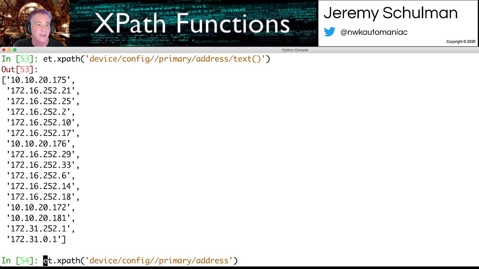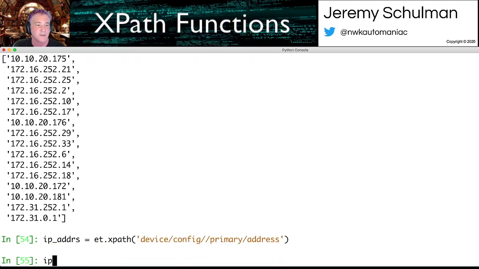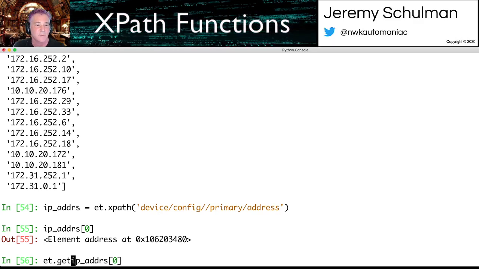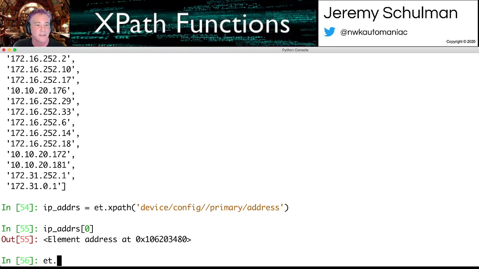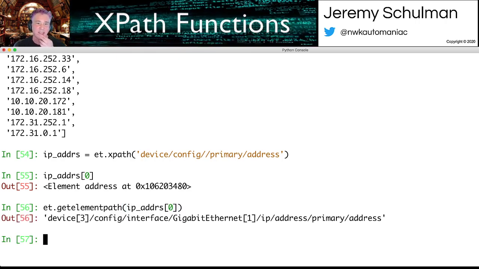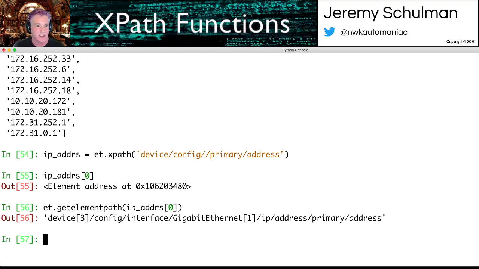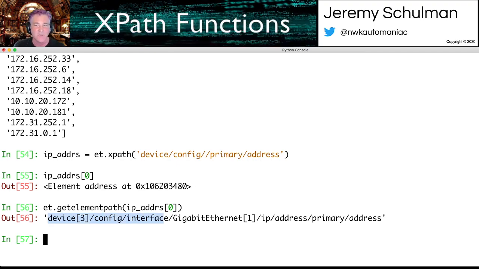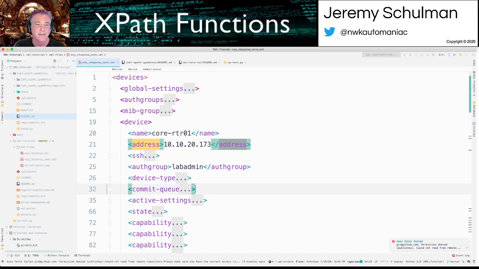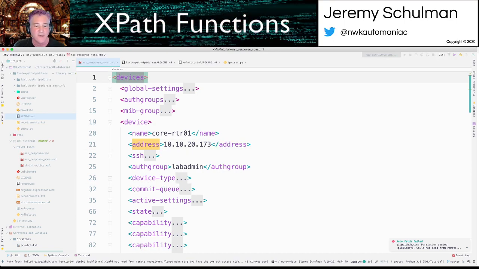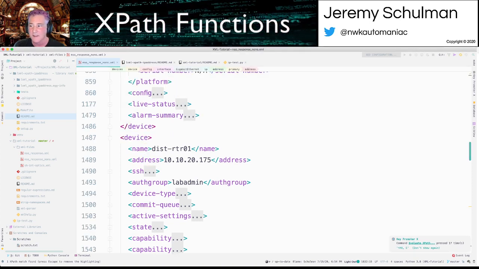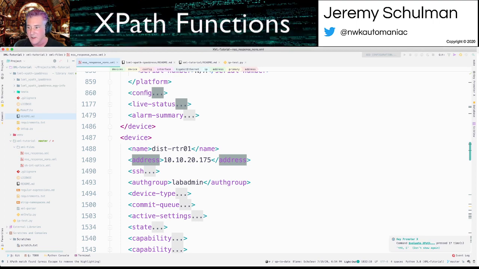So IP adders 0, right? And then etree get, let's do get IP adders 0. This is telling me that this particular IP address is found on this particular interface. So I'm going to carefully flip between screens again. Click here, go evaluate XPath. Evaluate. Okay, and I'm going to go find it.